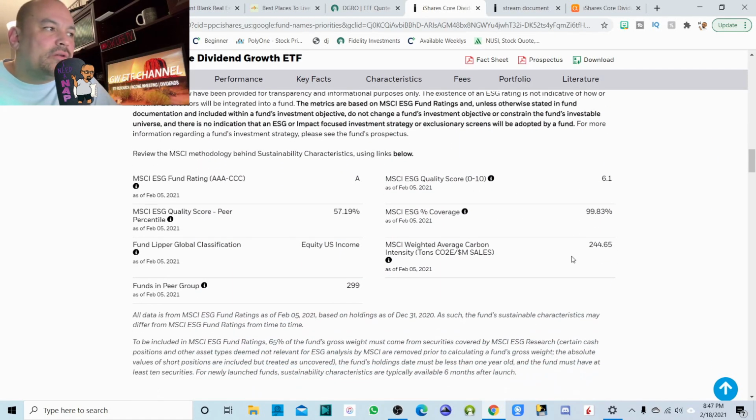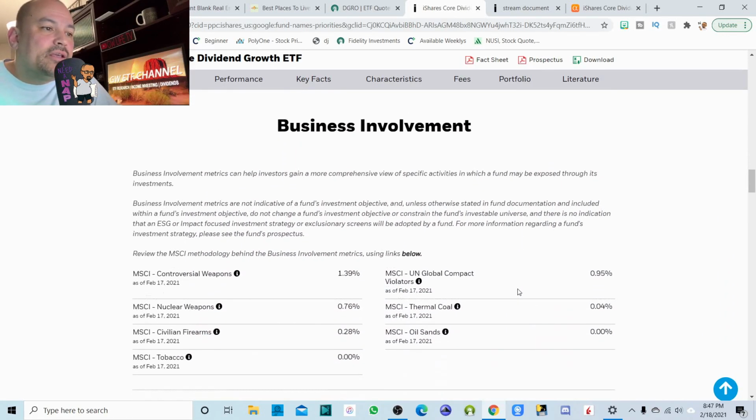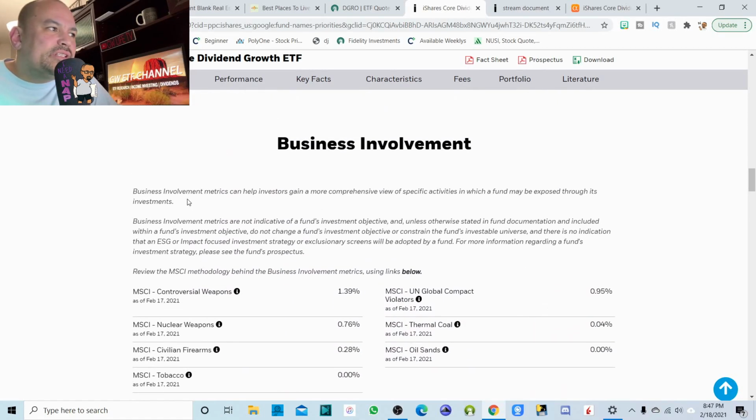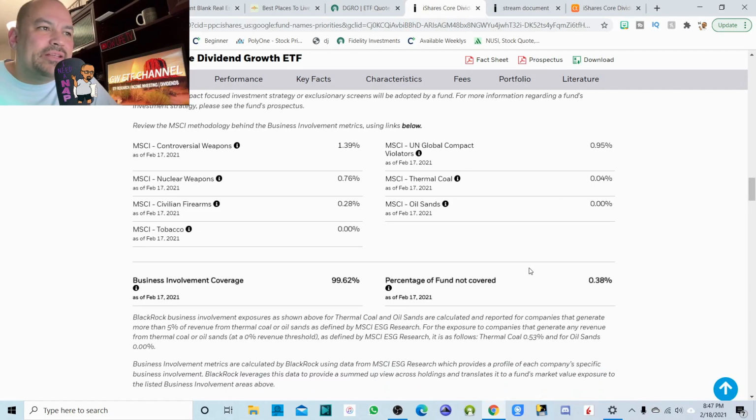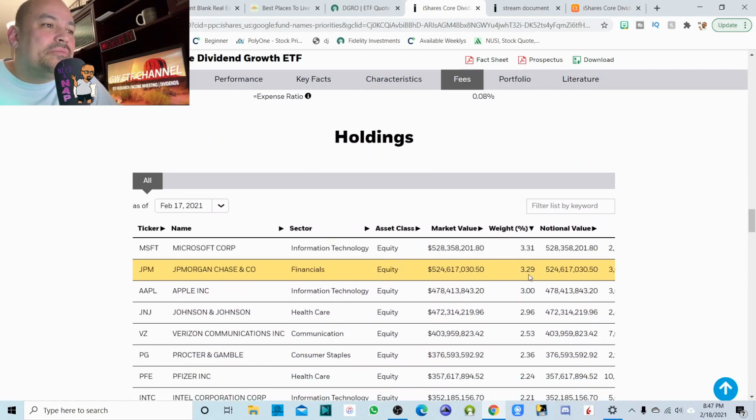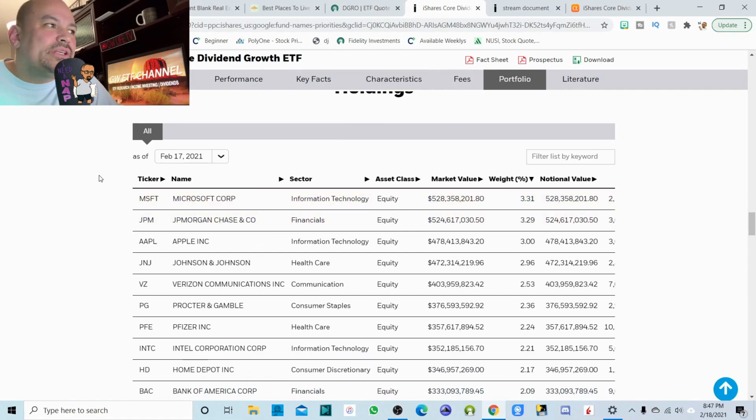Sustainability characteristics, if you're interested in ESG, that's where you'll find that information. Business involvement metrics, I pay no attention to these, to be totally honest with you. And we'll look at the holdings, as of February 17th. I like going to the website of the fund's issuer, because they have to report their holdings every day. Sometimes you'll look at other websites to find the holdings of an ETF and they'll be all off because they don't know what's going on. Something may have changed since the last time they updated their system, but on the issuer website, they should be current and up to date.